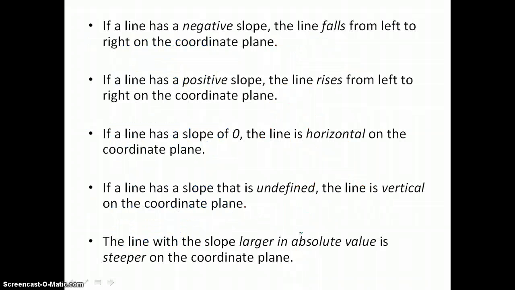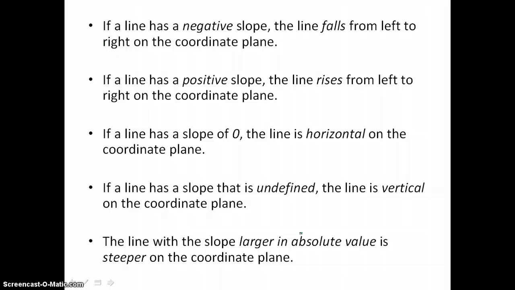So just summarizing what we've looked at, if a line has a negative slope, the line falls from left to right on the coordinate plane. If a line has a positive slope, the line rises from left to right on the coordinate plane. If a line has a slope of 0, we know that the line is horizontal on the coordinate plane. And if a line has a slope that is undefined, the line is vertical on the coordinate plane.